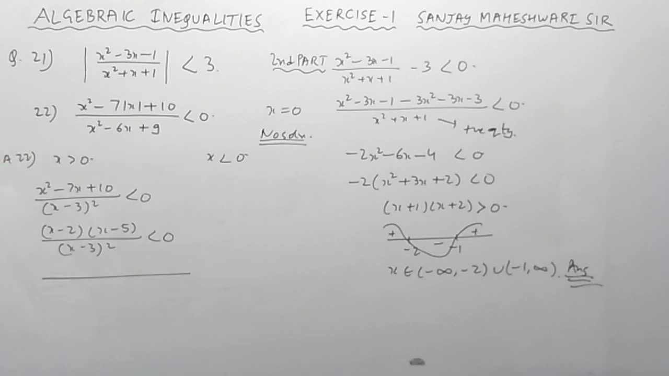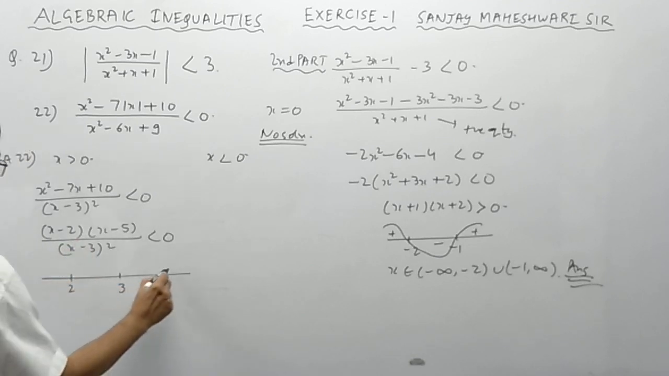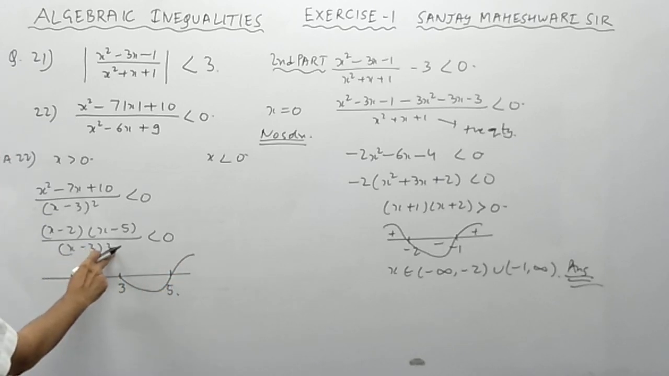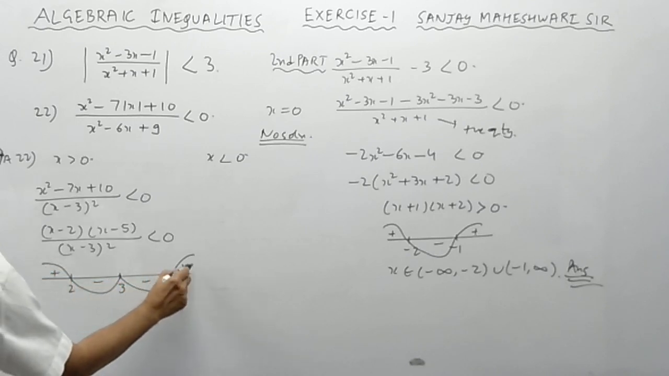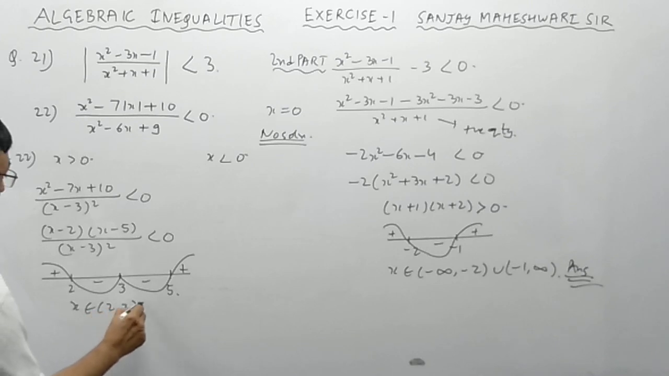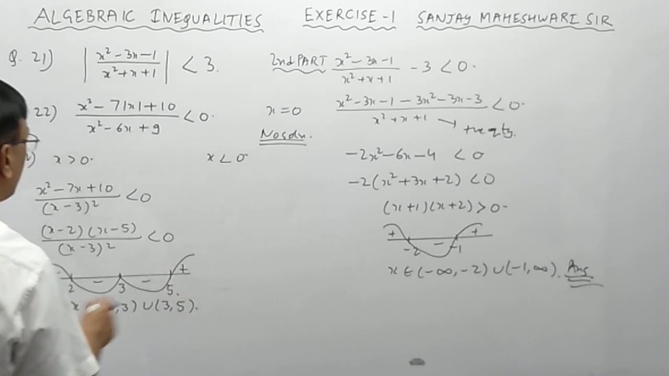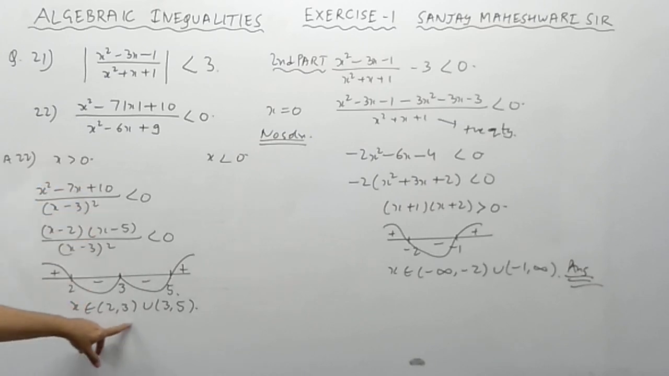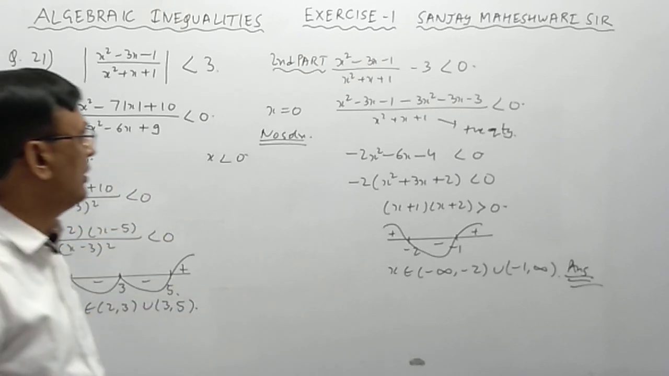The solution can be found out from the wavy curve. X minus 3 square, so repetition, less than 0, so this is the solution. X belongs to 2 to 3 union 3 to 5. Here we had assumed x is greater than 0 and the solution is also positive, so this entire set is acceptable to us. There is no exception here, so it is alright.